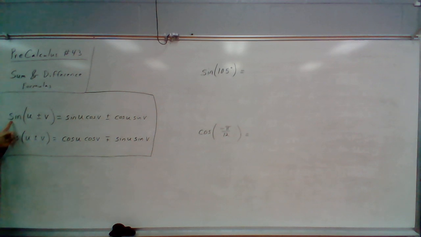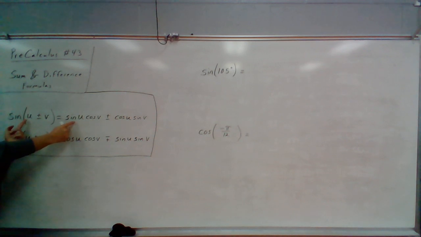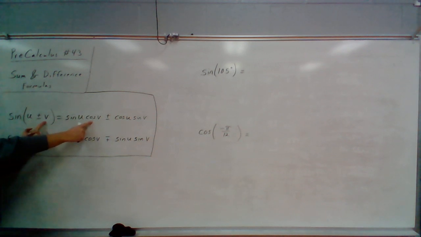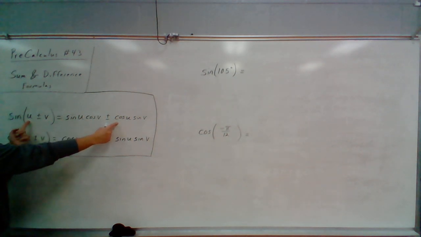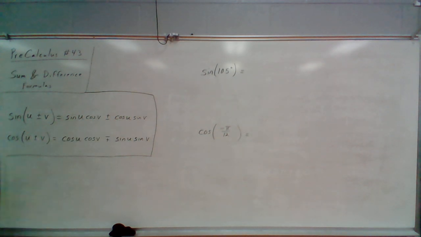All right, so notice what our sine formula says. It says the sine of an angle plus another angle. So right now we'll just talk about the plus up here. So u plus v. If I have the sine of an angle plus another angle, then that's going to be equal to the sine of u times the cosine of v plus cosine of u times the sine of v. So it's really very simple. All you have to do is plug in the blanks.